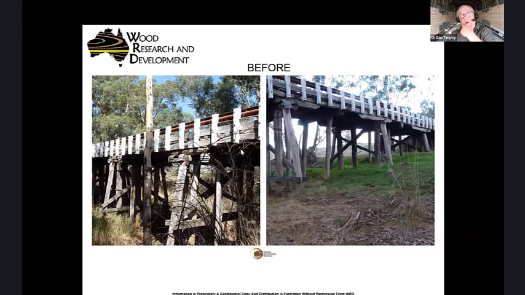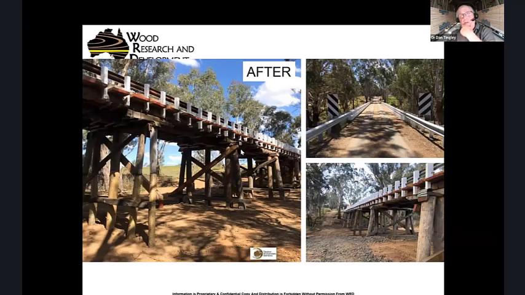Sugarloaf, 130 years old in Victoria, southern Victoria. You can see before and after restoring this bridge back to service. After 130 years in service, we turn around and design a restoration for another 100 years. There's no use-by date for timber bridges.